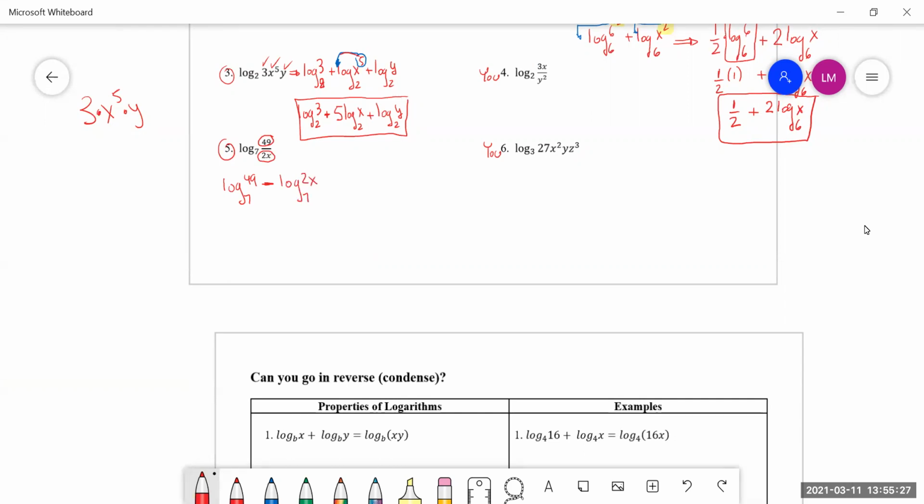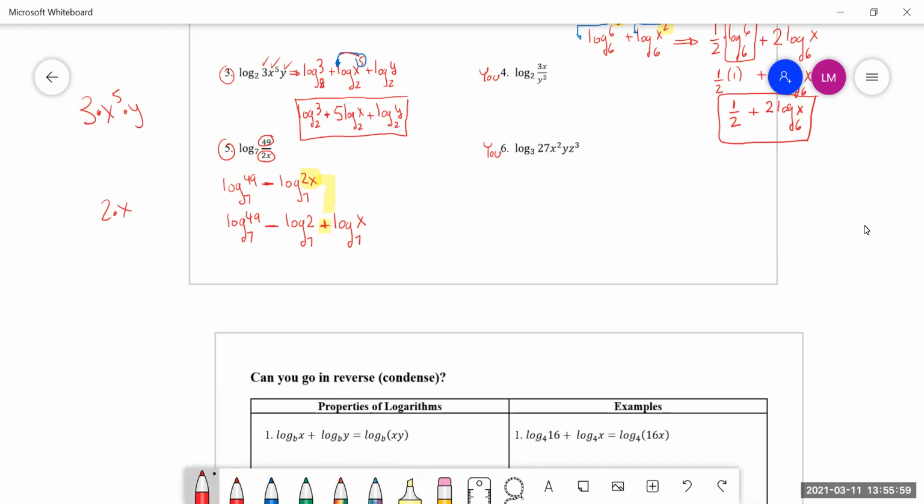Now, before I evaluate this first logarithm, I see that I still have a multiplication. I have a 2x, a multiplication. So I'm going to go ahead and expand it one more time. Log base 7 of 49 minus log base 7 of 2 plus log base 7 of x. I split this 2x. Let me go ahead and highlight it. I split that 2x into that addition right there.